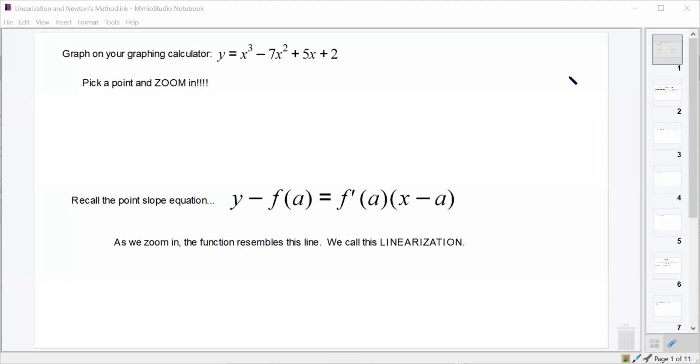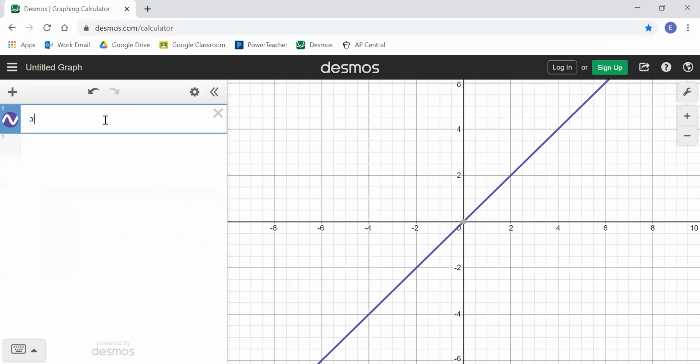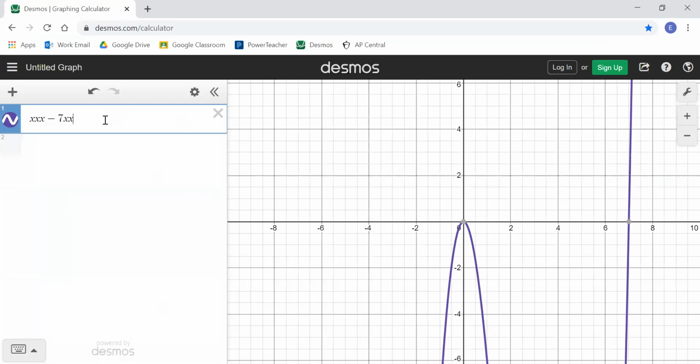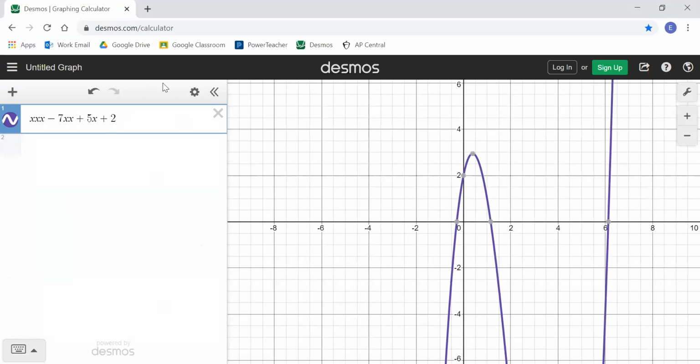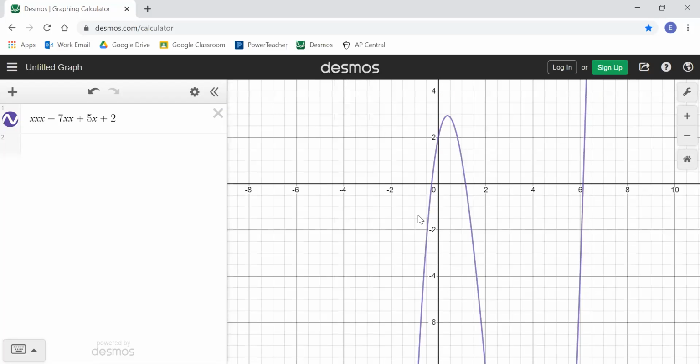So we're going to take a function, x cubed minus 7x squared plus 5x plus 2. Could be any function. And we're going to pick a point and zoom in. What did I say? I said x cubed minus 7x squared plus 5x plus 2. Not that it really matters. All right, let's pick the point here at 0, 2.